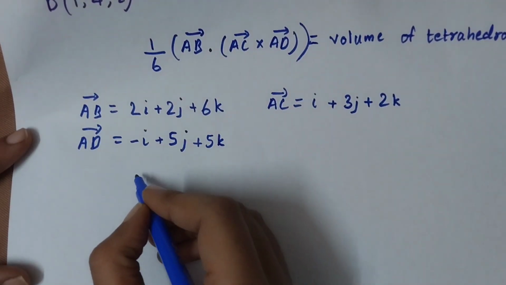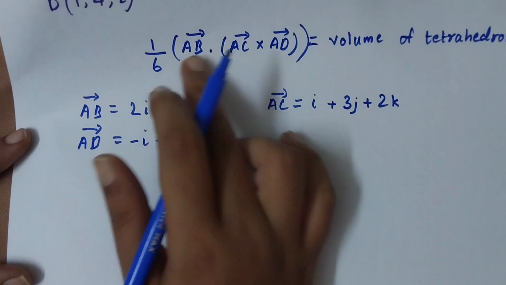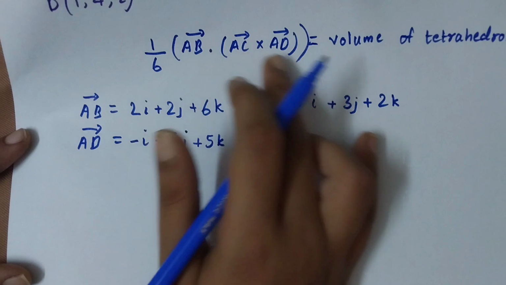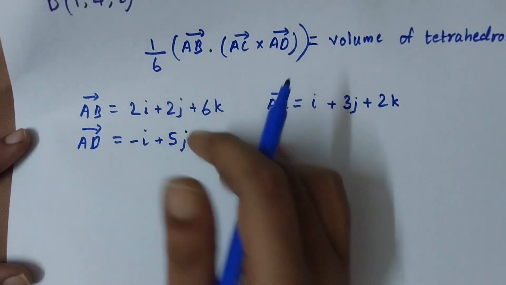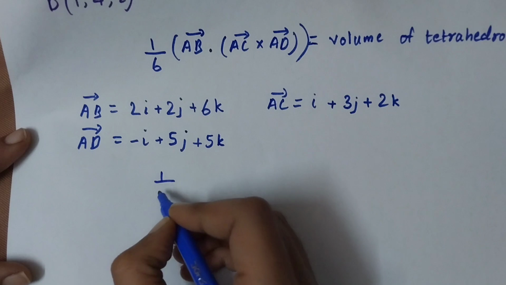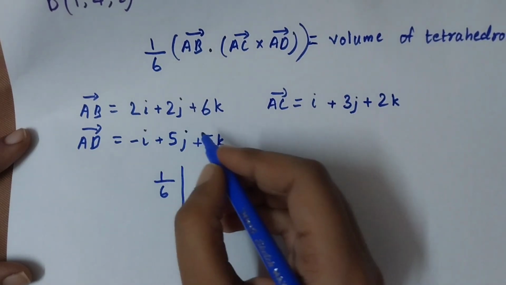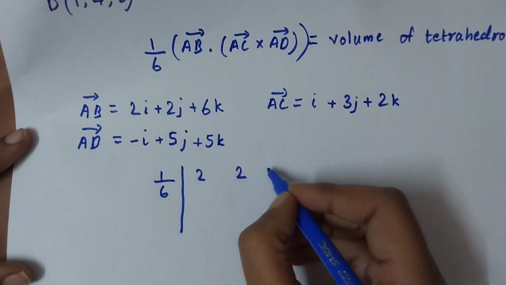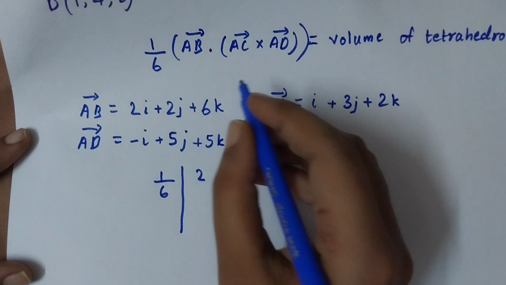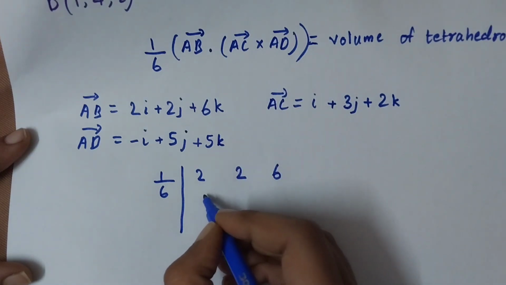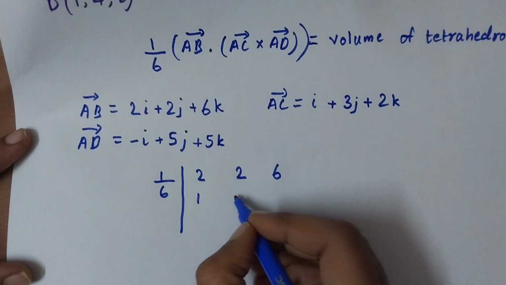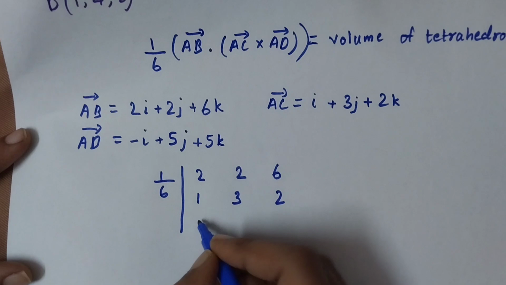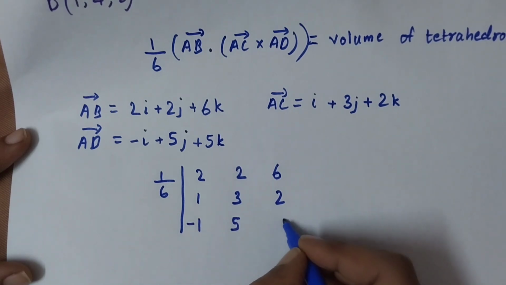Then when you take the determinant, first we have to take this value, the box product. It can be written in the determinant form, times this 1 by 6 will give you the answer. So the answer is 1 by 6 times, first we have to write the components of vector AB, 2, 2, 6. And next we have to write the components of vector AC, 1, 3, 2. And next we have to write the components of vector AD, minus 1, 5, 5.